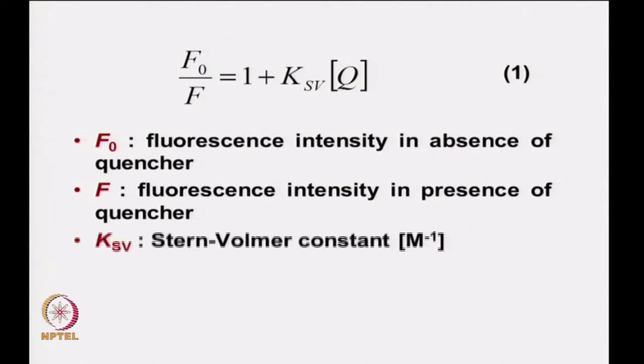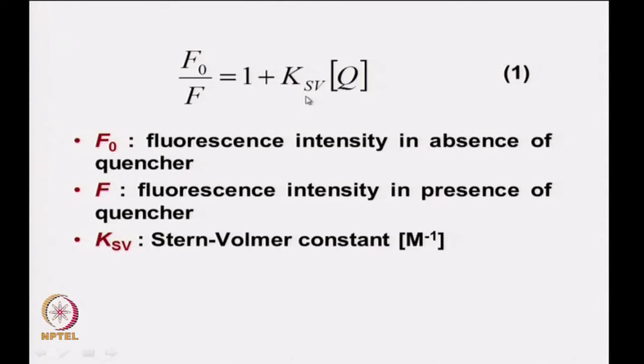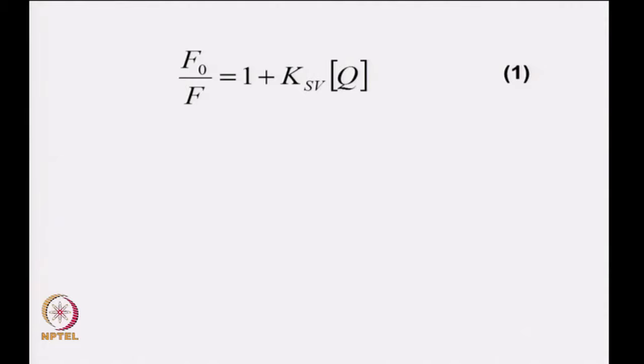Next, what is KSV? It is called the Stern-Volmer constant, and look at the unit, it is molar inverse. Generally concentration is expressed in molar concentration, and hence if you look at this equation, F 0 by F is equal to 1 plus KSV times Q. Now, 1 obviously is dimensionless, so KSV times Q also has to be dimensionless. So, if Q is molar concentration, then KSV has to have the inverse of that, because you are adding this to a dimensionless quantity. That is the easiest way of figuring out what the unit for KSV is.